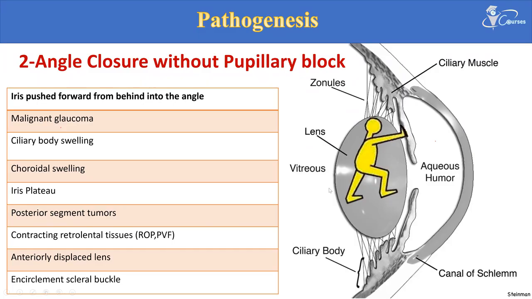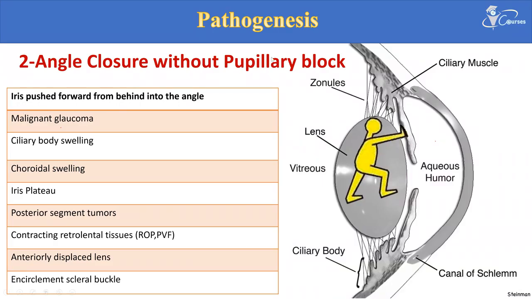Anteriorly displaced lens, and encirclement scleral buckle. If there is a buckle, it causes constriction over the equator of the globe, leading to forward push and elongation of the axial length of the eye, and forward displacement of anterior segment structures. So I guess that you can expect what the next mechanism is.